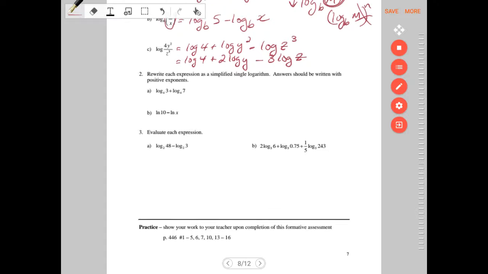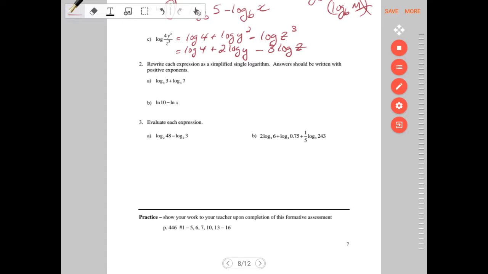Nice. Number 2. Rewrite each expression as a simplified single logarithm. Answers should be written with positive exponents. The first thing you should do is check to see that they have the same base. In this case, they both have a base of 4, so we can use our log laws. That becomes log base 4. Because this is adding, I will take my values and multiply them. So that becomes log base 4 of 21.